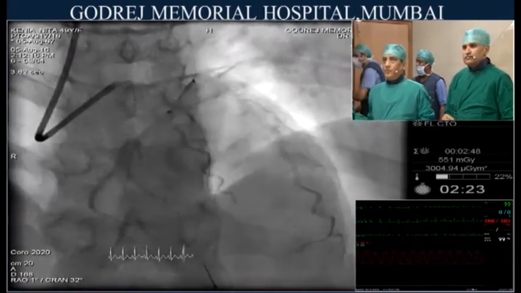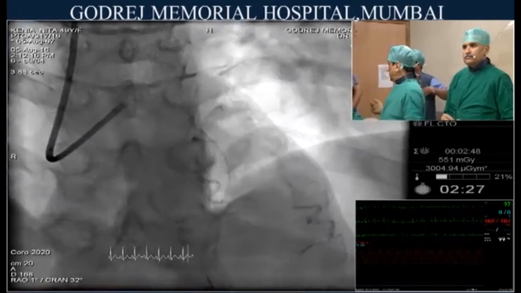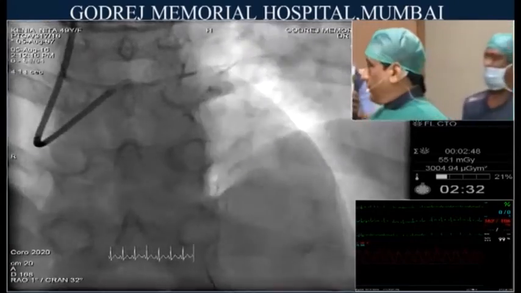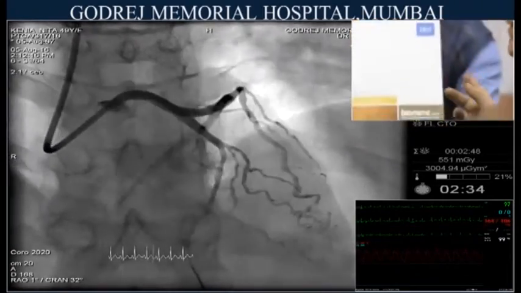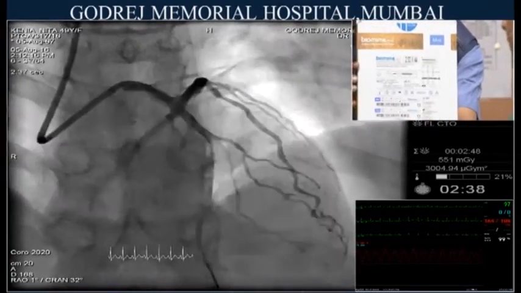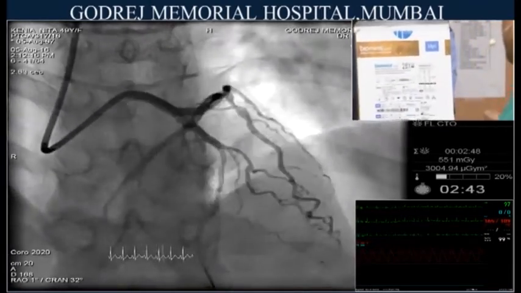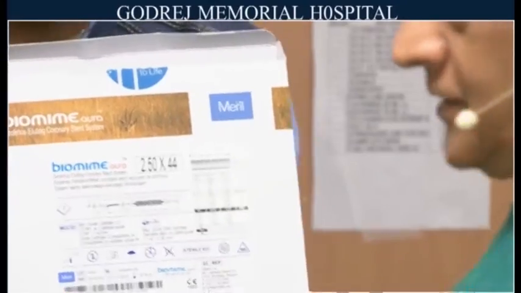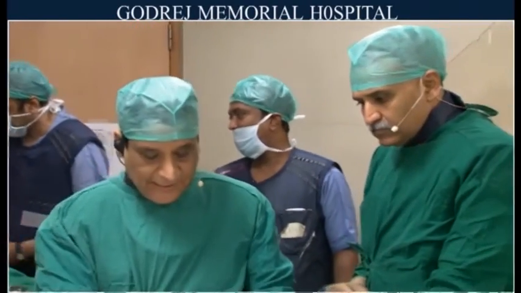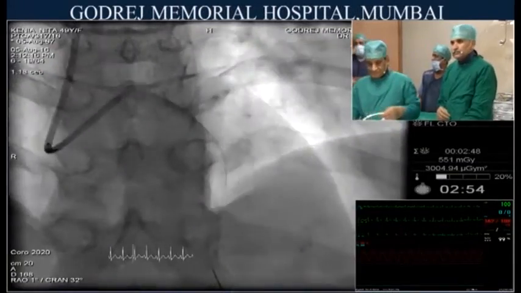I think we go with the 2.5. So you have a long lesion? Yes, he's short. 2.5, 44 millimeter. This is called Biomime Aura. 2.5, 44. And the strut thickness is 65 micron, just like Synergy. That's right.